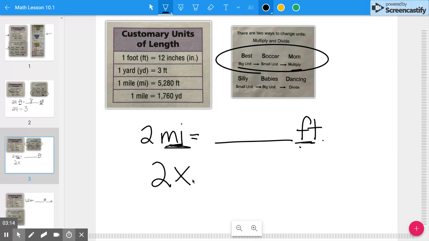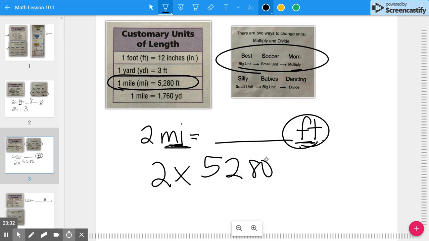Now I need to ask myself, how many feet are in a mile? So I go up here to my conversion chart and I look for 1 mile equals how many feet? And I see it right here. 1 mile equals 5,280 feet. So I'm going to write 5,280. Now I need to multiply those together. And when I multiply them together, I get 10,560 feet.